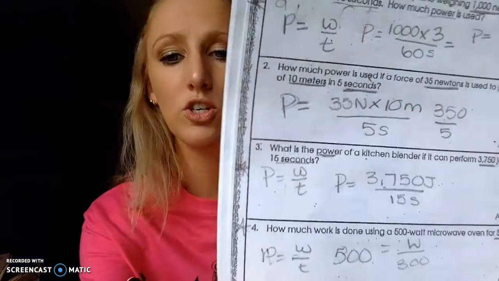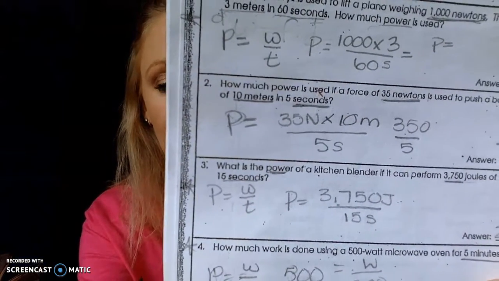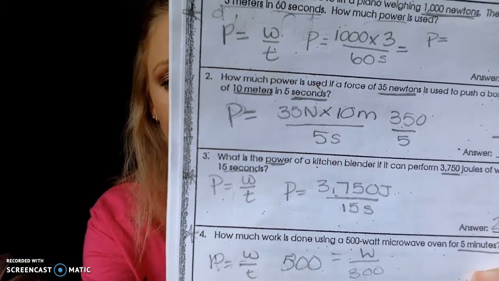Number 3. She also does number 3. Oh no, she does number 4. Let's do number 3. What is the power of a kitchen blender if it can perform 3,750 joules of work in 15 seconds? Well, our equation, P equals W over T, now it tells us the work, so we don't have to do that multiplying step first. So our equation should just look like that. P equals 3,750 joules divided by 15.